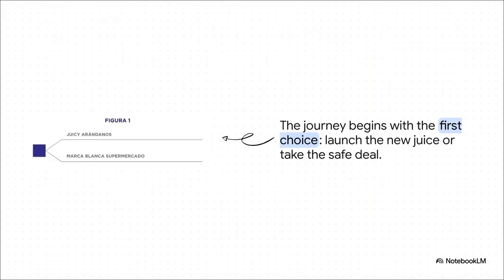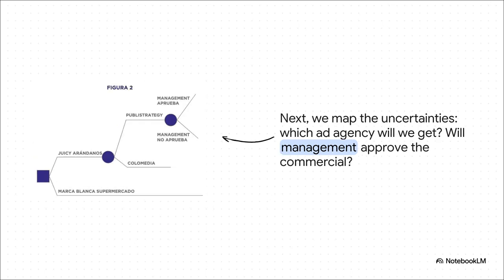Okay, let's start building this map for Latin Jugos. We always build from left to right, kind of like reading a book, following the timeline of events. So the journey starts with a square, our first decision node. Does Marcos recommend launching Juicy Arándanos, or does he take that safe supermarket deal? Now, if he chooses the launch, that's where things get interesting. So we add our first event node, that circle.